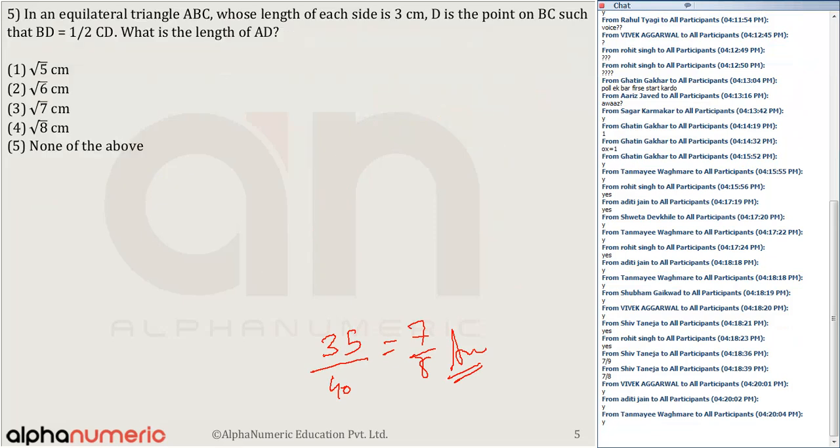Okay. चलो. Question number 5. Let's see how many of you have got it right. 50% of you had said option C, root 7. That's right. The correct answer is definitely option number 3, root 7.